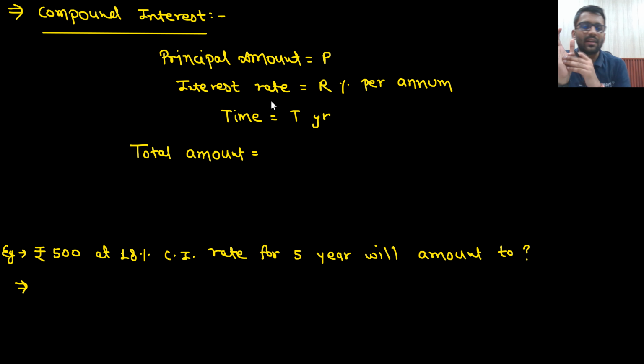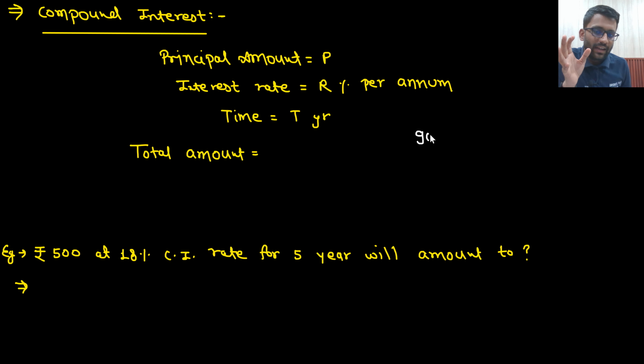Let's see the meaning of compound interest now. So principal amount is P, interest rate is R% and time is T. But every year you are not giving me constant money. So here what is happening? First we will find the total amount, then we can see the interest. So how you will calculate the total amount?